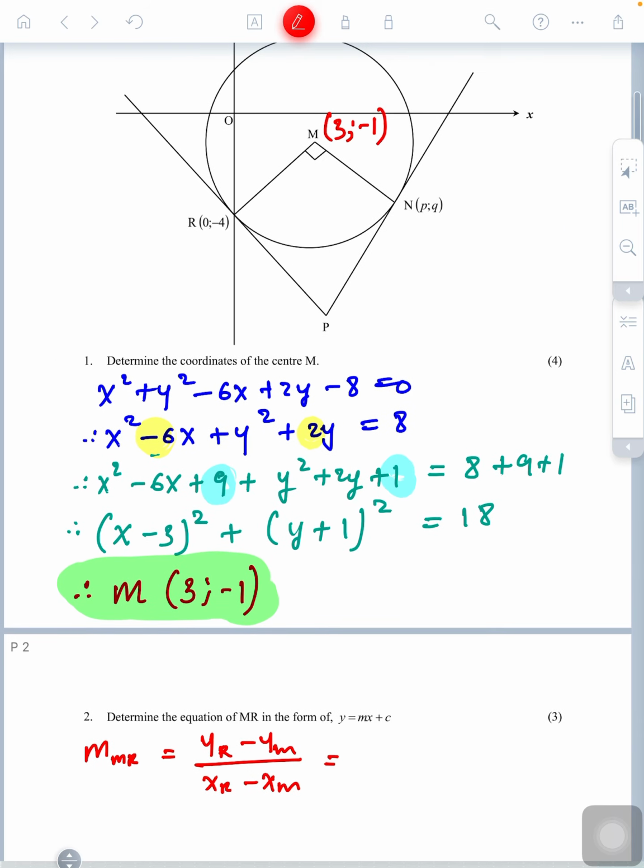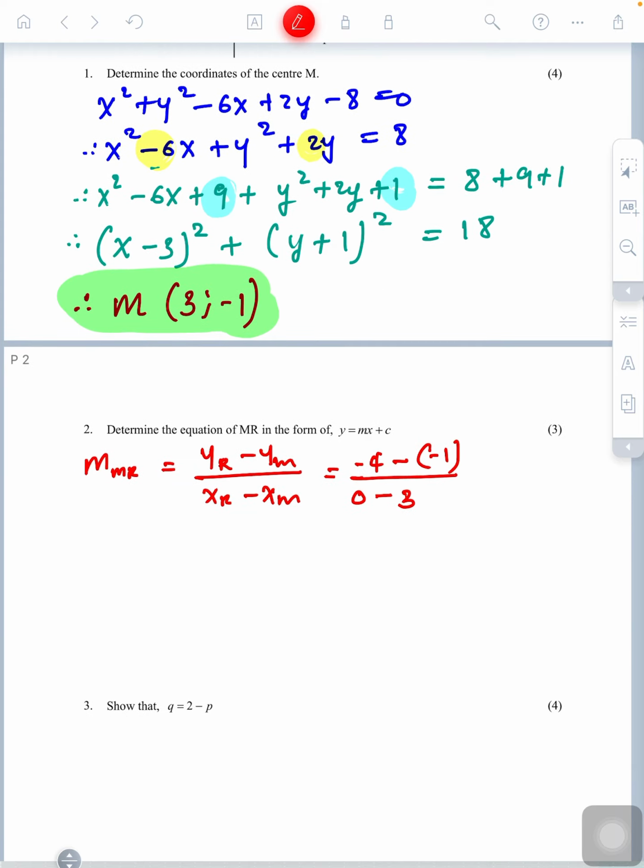So what is x at R? I'm just going to do it like that. What is x at R? Sorry about that, I'm talking about the y value now. Y at R is minus 4 and minus y at M, which is minus 1. So it's going to be negative 1, and I have to divide that by x at R, which is 0, minus x at M, that is going to be positive 3 in that case.